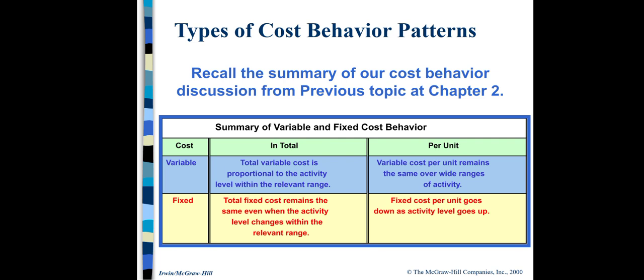Jadi kalau misalnya aktivitasnya meningkat, biaya tetap per unitnya akan semakin turun. Berbeda dengan variable cost. Variable cost per unit akan tetap sama walaupun aktivitasnya terus meningkat. Ya. Jadi that's the difference of the types of cost that we learned in previous topics.